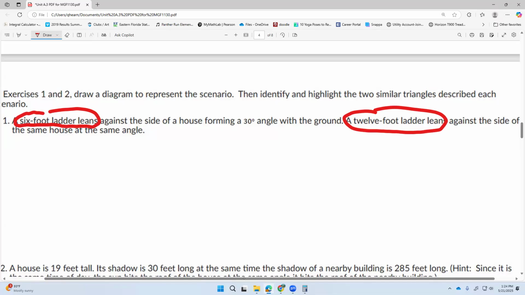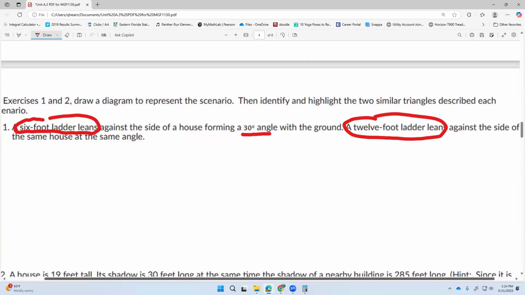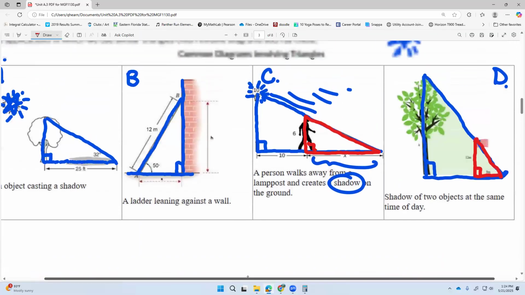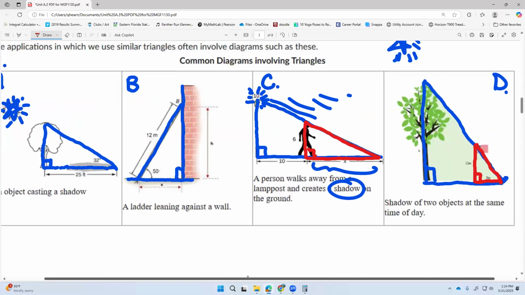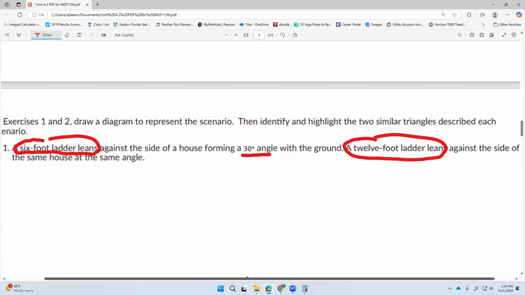Well, they do observe that the first ladder is forming an angle of 30 degrees with the ground. Also remember that anytime you have a ladder leaning against a house, like in diagram B here, you can think of the house as forming a right angle with the ground as well. Okay, so we're going to take that idea.